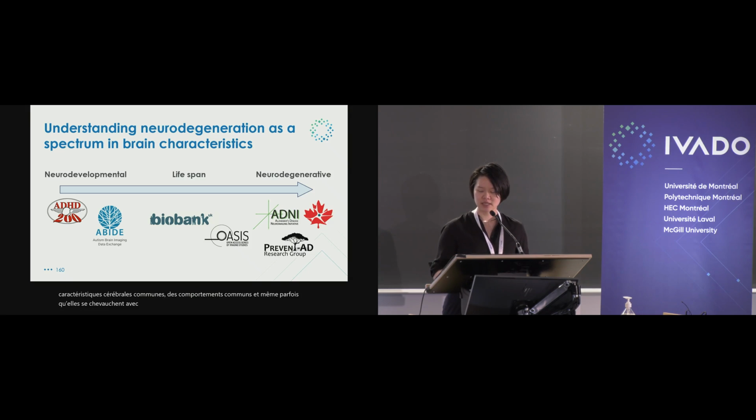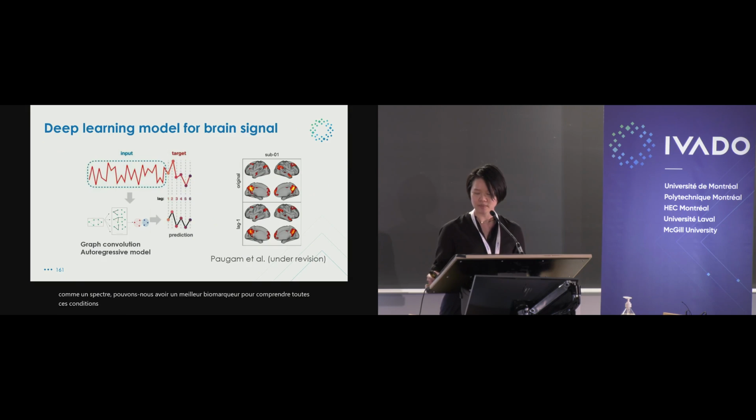And at the other end of the spectrum, in the neurodevelopmental conditions, we also see similar kinds of patterns. There are shared behavioral characteristics, shared brain patterns, and even shared genetic expression. So in my study, I want to know if we try to understand all these conditions as a spectrum, can we have a better biomarker to understand all these conditions and even understand the progression of disease?